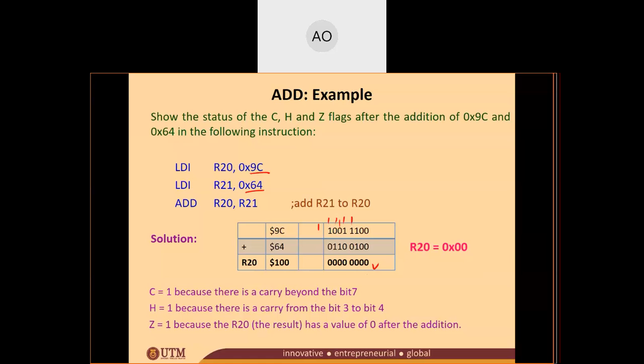Okay, so you have a carry situation. Next we're going to find out what your C, H, and Z flags are. Look here, you have a carry beyond bit 7, so C becomes 1. What about your H? Looking at this bit here, there is a carry from bit 3 to bit 4, so H is also 1. What about Z? Since this value here has no value, your R20 got 0, so Z is automatically equal to 1.